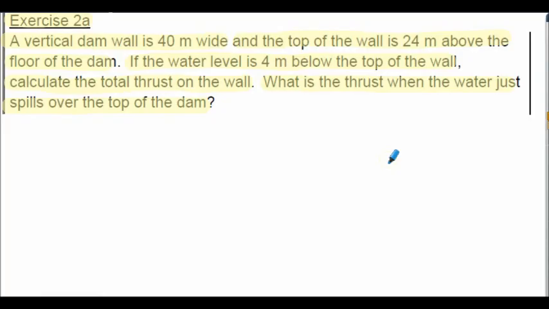As a suggestion, we should actually sketch the dam wall in the two scenarios here. The first where the water is 4 meters below the top of the dam, and the second where the water is to the top of the dam. If you think you can attempt this question without further assistance, I'd encourage you to stop the presentation and do so, but I'll show you the full work solution on the following slide.